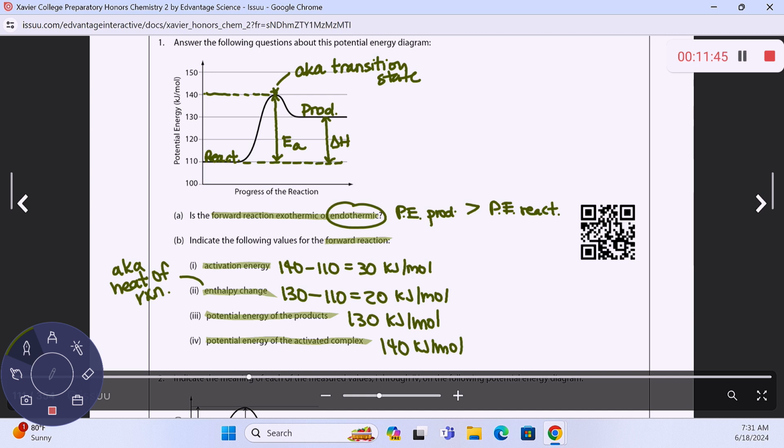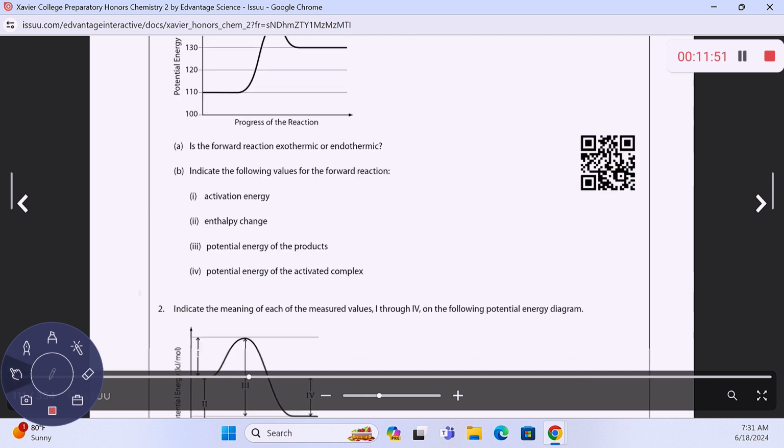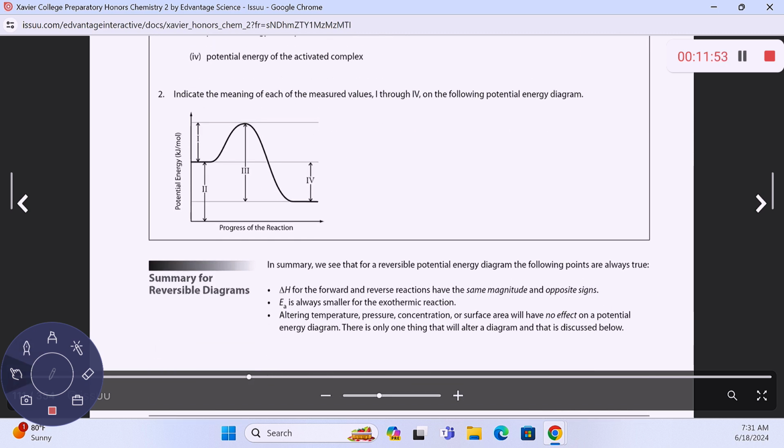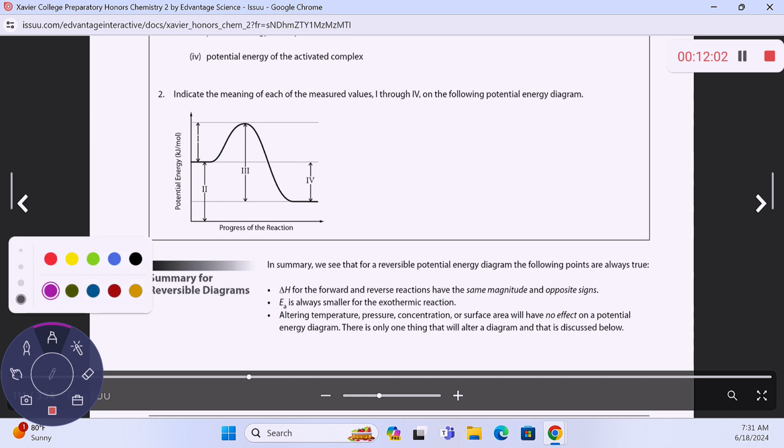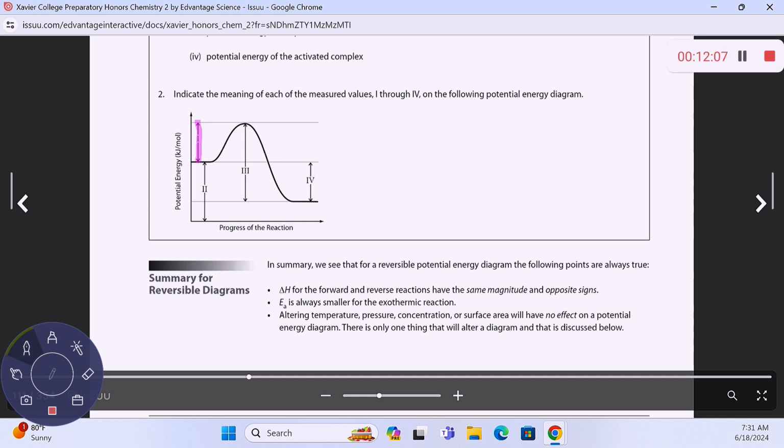Let's take a look at number 2. They want us to indicate what the measured values are, Roman numeral 1 through 4 on this potential energy diagram. Okay, so you could be referring to something that's reversible here. So for Roman numeral 1, what would you say that that is? The forward activation energy. Yes, this would be the activation energy of the forward reaction because it goes from the peak to where the reactants typically are.